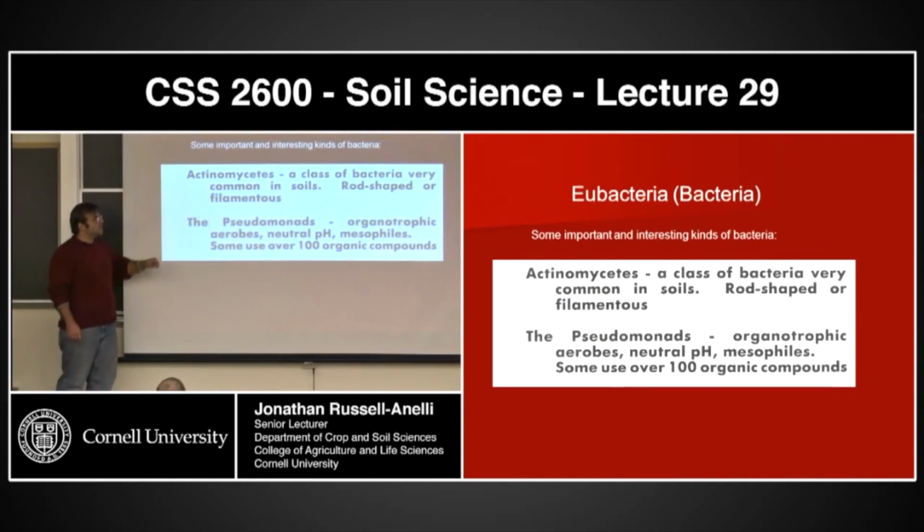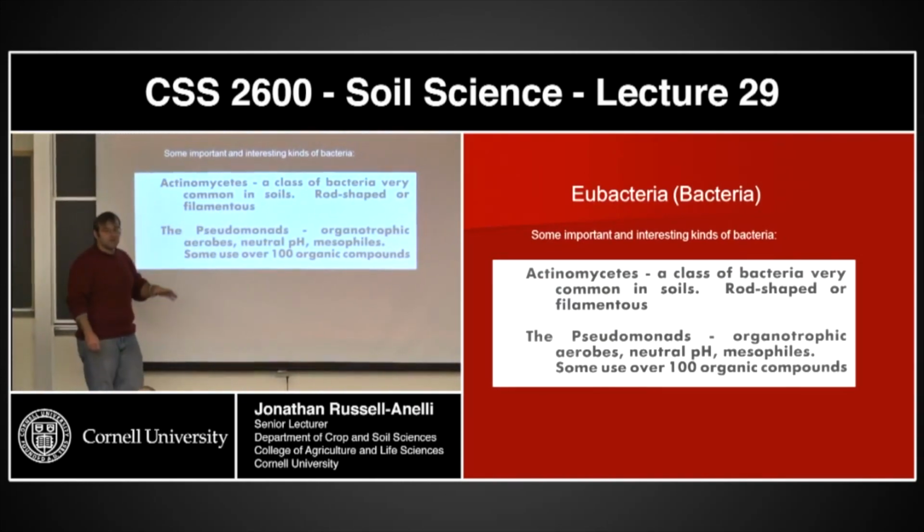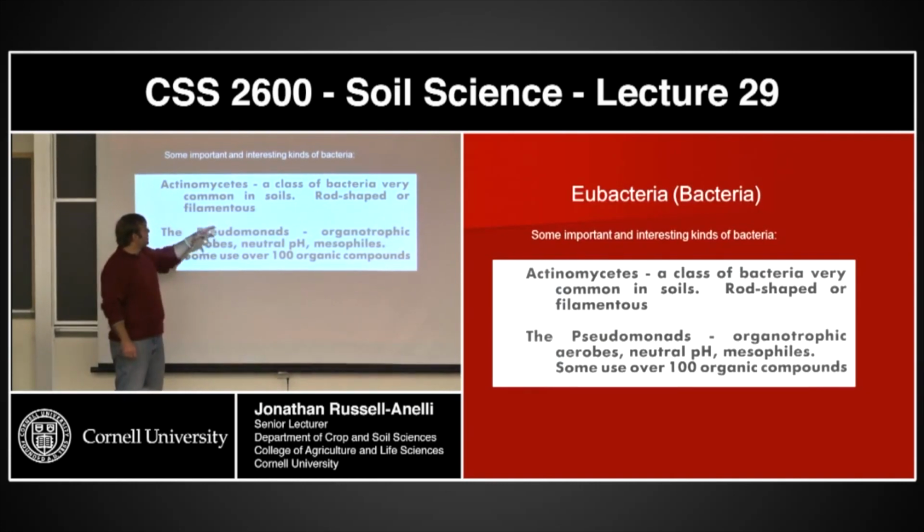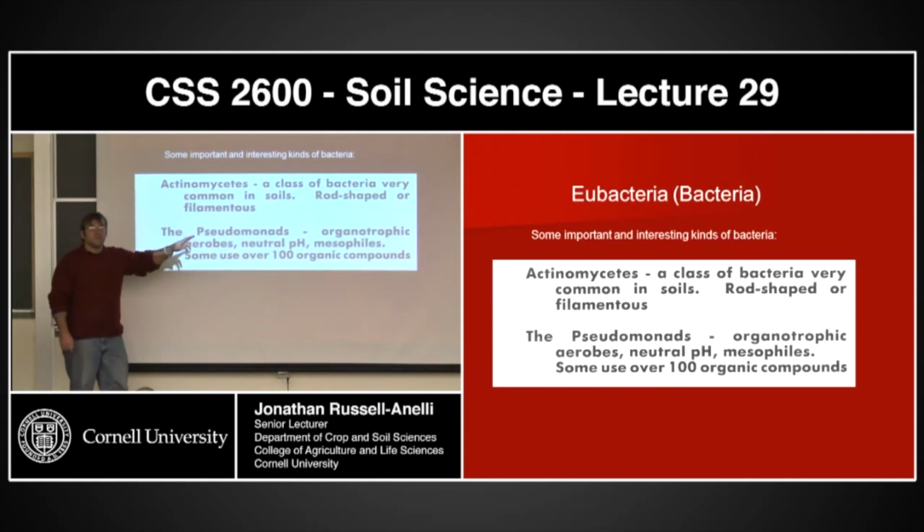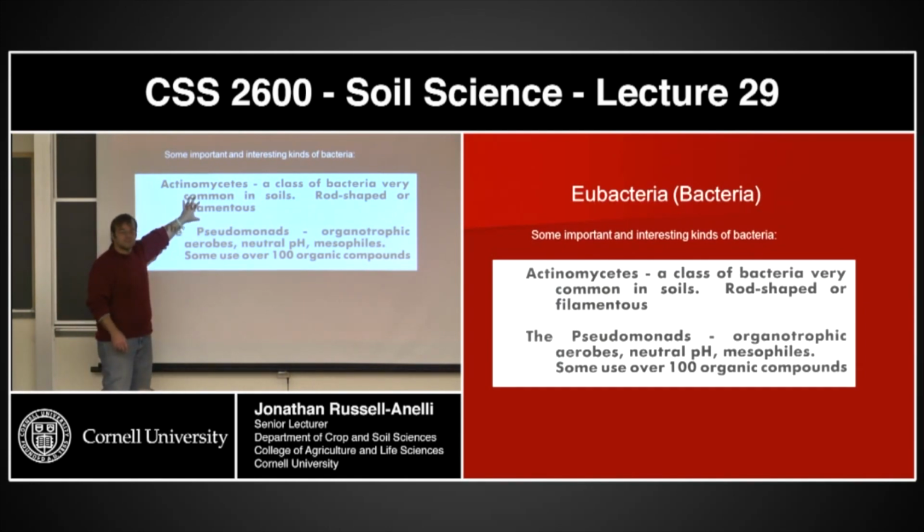The first one is actinomycetes. It's a class of bacteria that are very common in soils. They're rod-shaped as well as filamentous. When you pick up a soil and you smell it and it smells healthy, this is actually the microorganism that's often associated with that smell. Okay, these guys tend to be fairly sensitive to toxicity and things like that. So when a soil gets degraded, these are some of the things that sort of disappear.